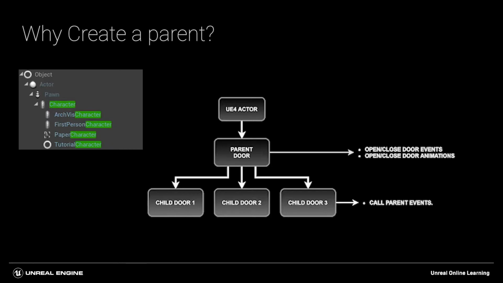Now, why do we create a parent? Creating a parent in Unreal can save you a lot of time. Our character is a great example of a child blueprint. Our first-person character, its parent, is a character. The parent of a character is a pawn. A pawn, for example, can receive input from the player controller, but does not have the capsule collision, the mesh, or the movement component included in the character class by default. So we will create a door parent that can open and close, and this will allow us to call these open and close events in any child of the door parent.